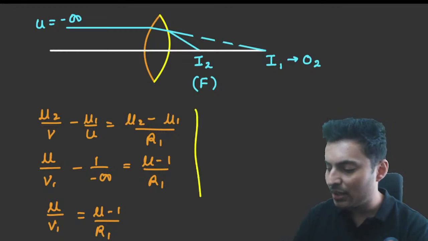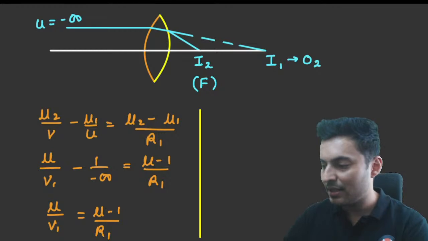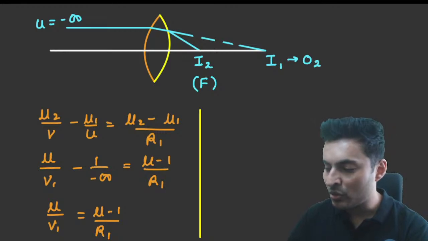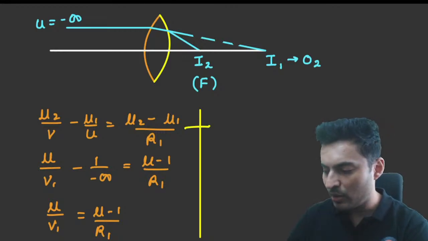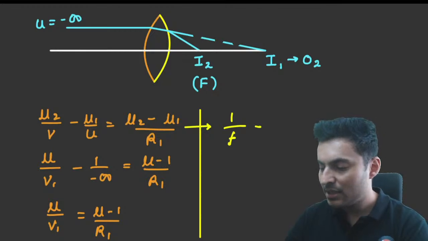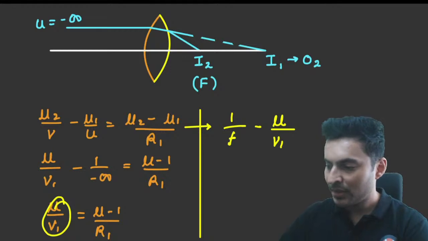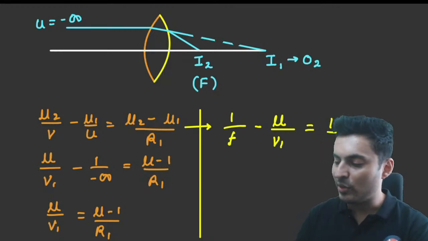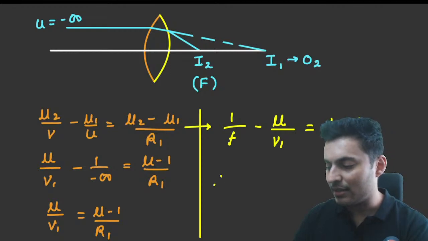Then you do the same math for the next surface. Now the image will become an object, and then apply the same formula. So this time when you apply this formula, mu2 will be 1 and image distance will be the focal length. Mu1 is the refractive index of glass, and object distance will be the previous one's image distance. That's how we do it. Is equal to 1 minus mu divided by R2. So from this you will get the answer by solving this.